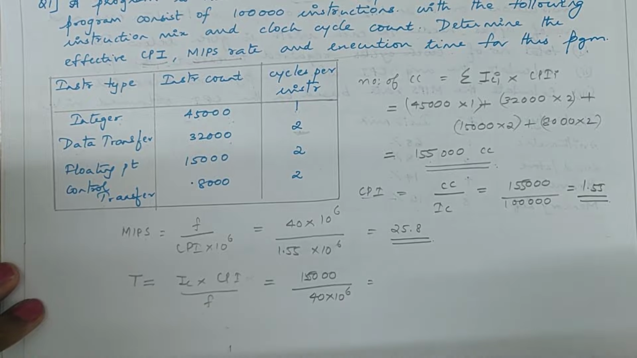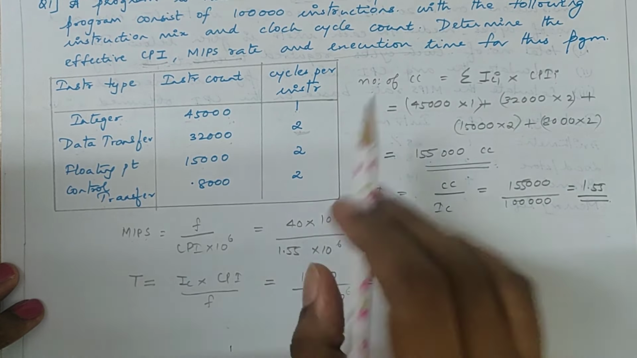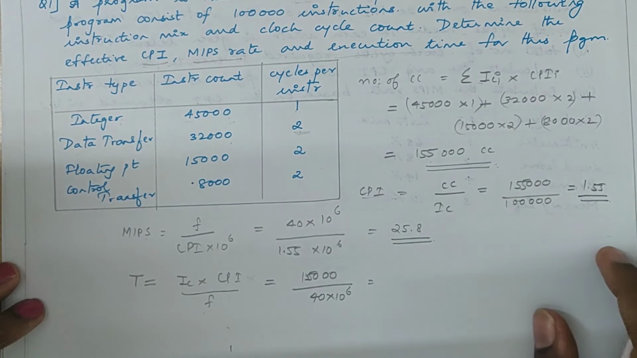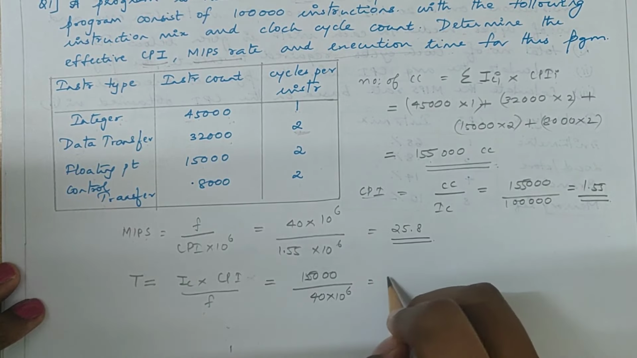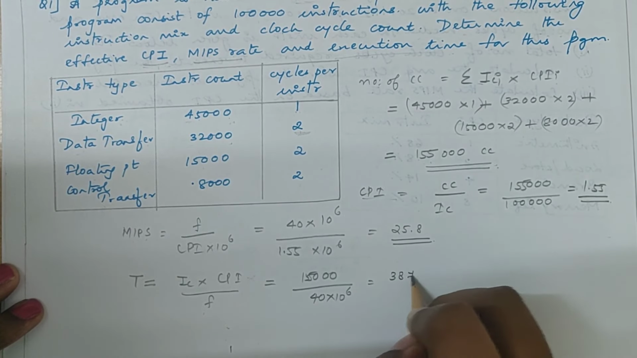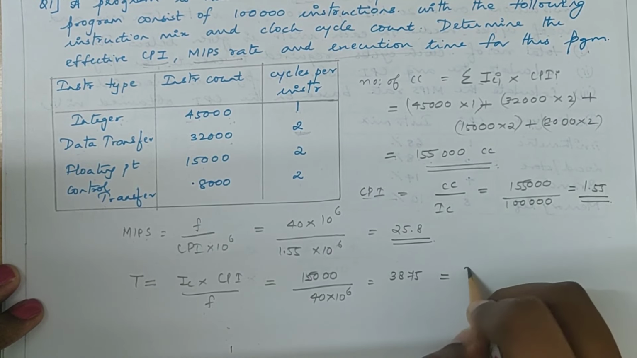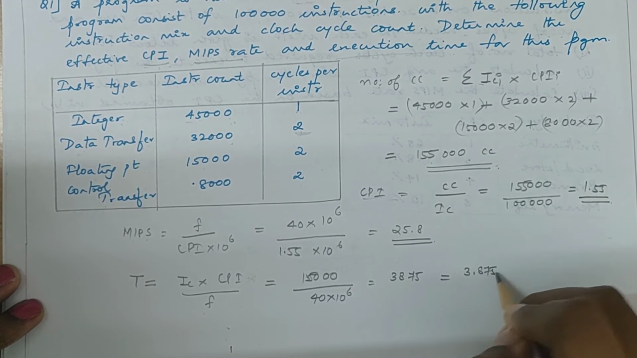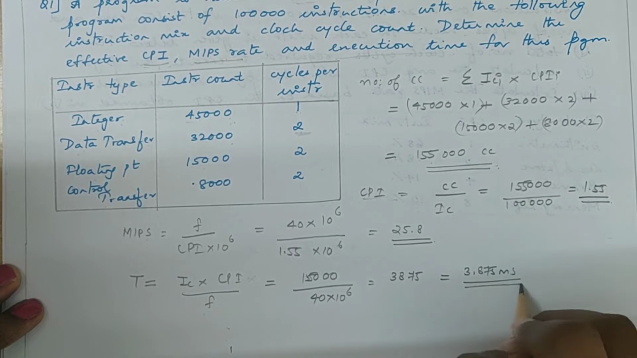So this is the overall execution time for this program. If you substitute this value, you will get it as 3875, or you can rewrite it as 3.875 millisecond. Milli is 10 power minus 3.